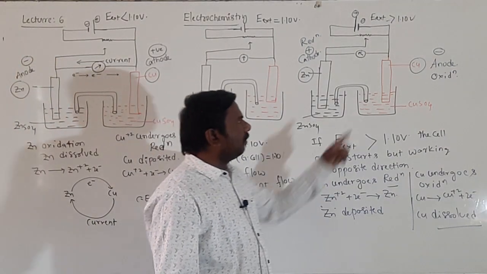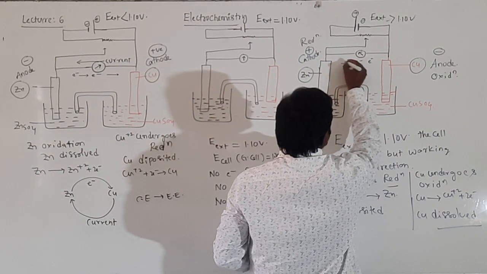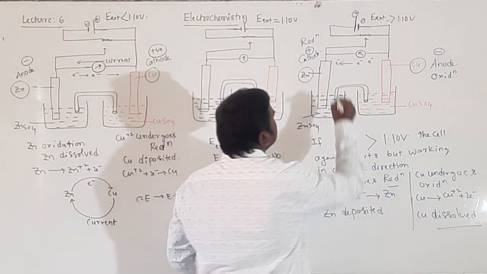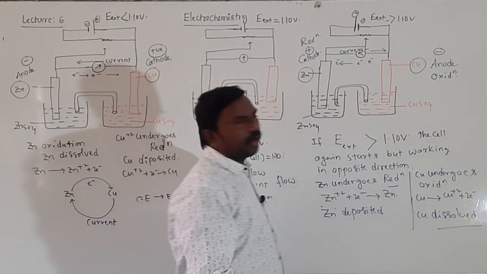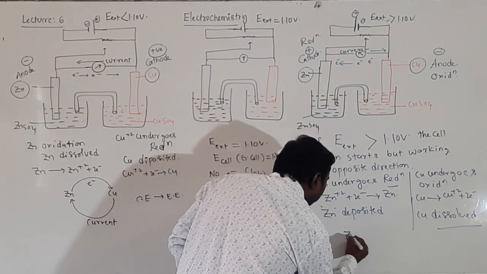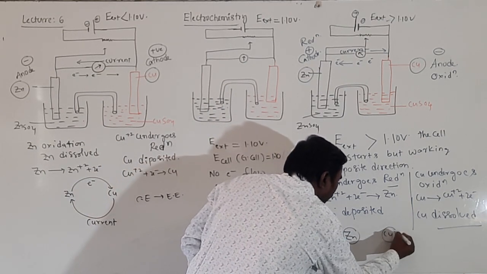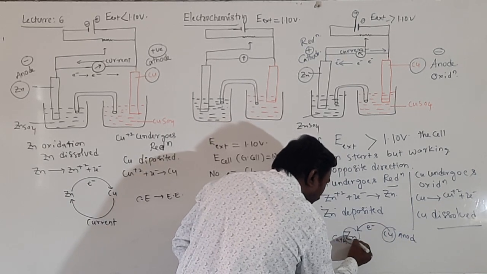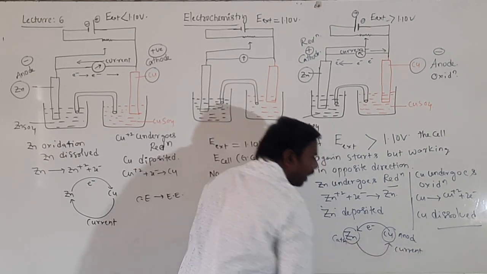So electron flow is always from anode to cathode. This is electron flow, and current direction will be opposite. This is current direction. So electrons flow from copper to zinc. Here copper acts as anode and zinc acts as cathode. Anode to cathode is electron flow, and the opposite direction is current flow.